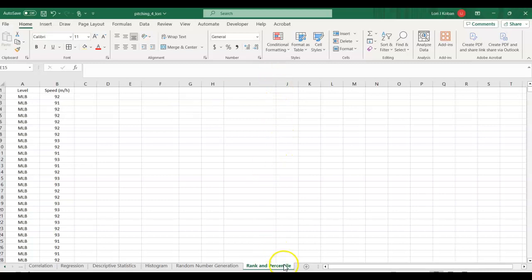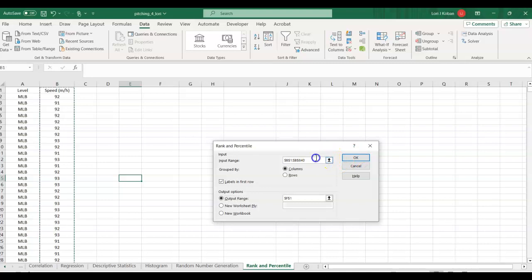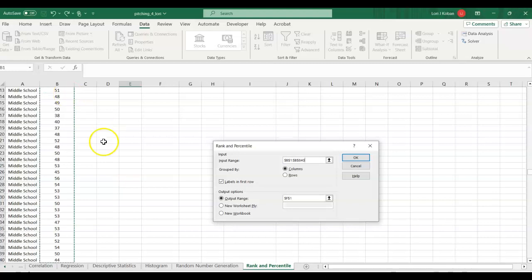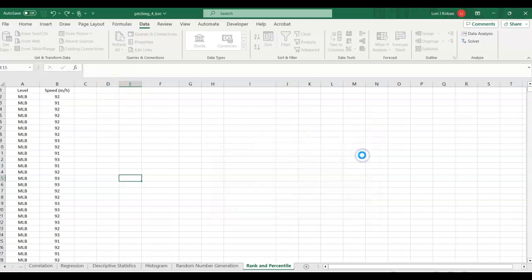We're going to look at one last built-in data analysis function, and that's the rank and percentile function. So if you go to your data analysis button, there's a rank and percentile, and it wants to know what column. Control-Shift down. We have our label there, and let's put our output here and see what it does.